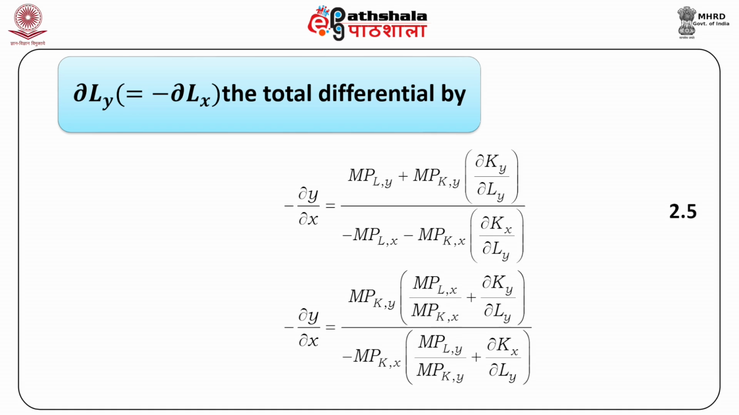Substituting 2.2 and 2.3 into 2.4, we get a complex expression as follows: minus of del y upon del x, which is the slope of the production possibility frontier, would be equal to MPKY whole bracket MPLX upon MPKY times del kx plus del ky upon del Ly, whole upon minus of MPKX whole bracket MPLY upon MPKY plus del kx upon del Lx.